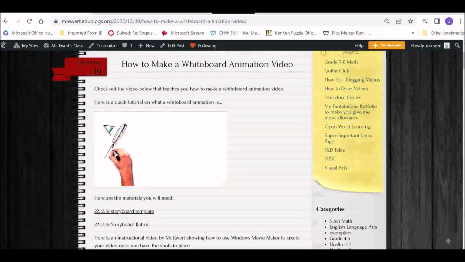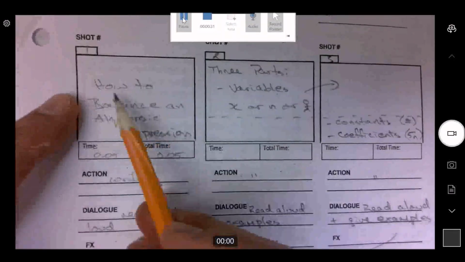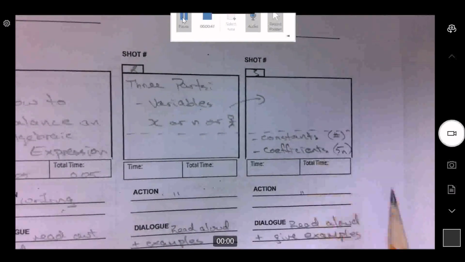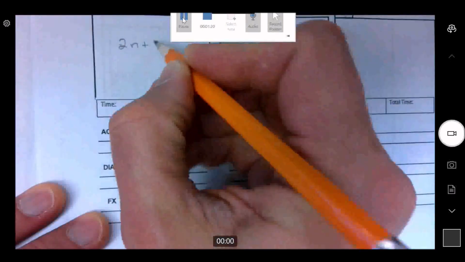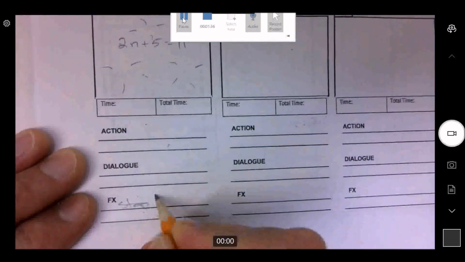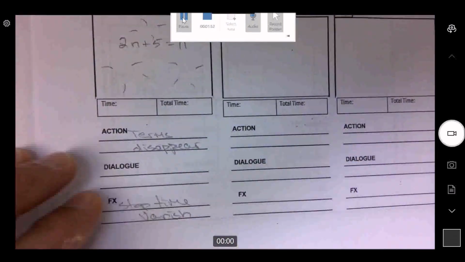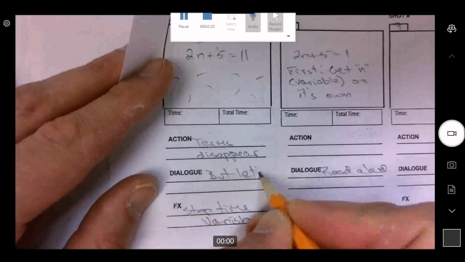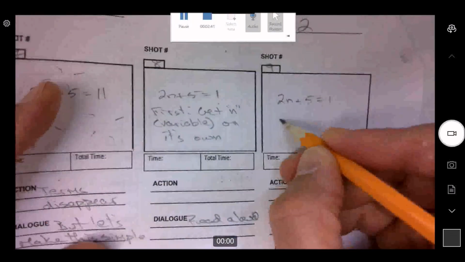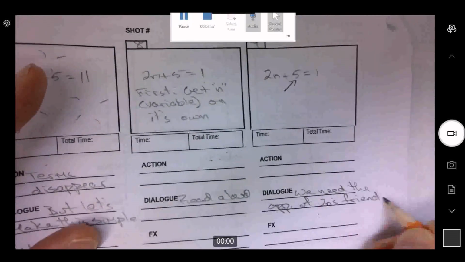This is a video about how to do a whiteboard animation. You can find it on the blog, and this is an example of your storyboards. You'll see that you're drawing a picture of what you plan to have on the storyboards, you're writing the dialogue that you plan to have in there, and then you're writing any actions or if you're trying to do some kind of a special effect. For a whiteboard animation, you rarely do.